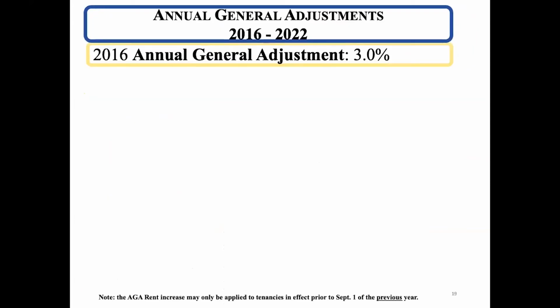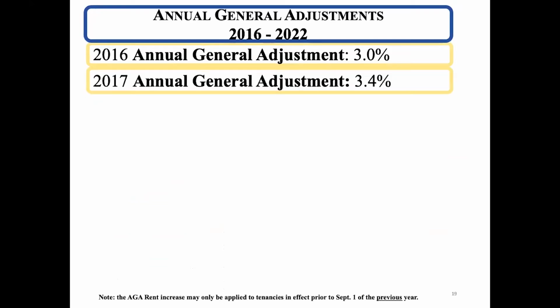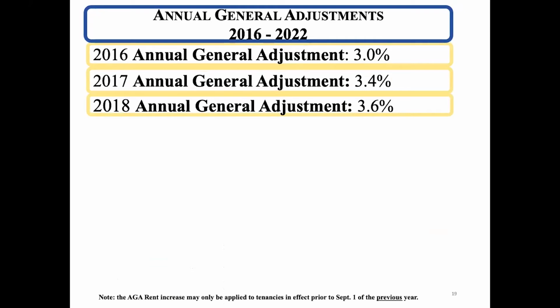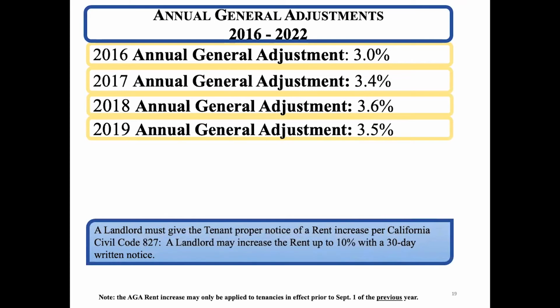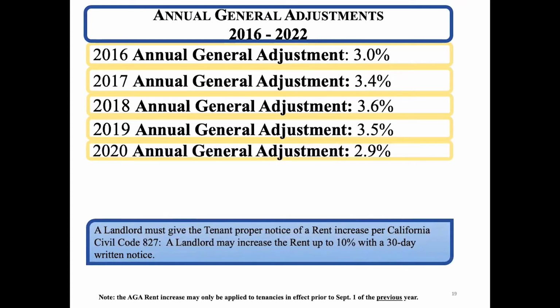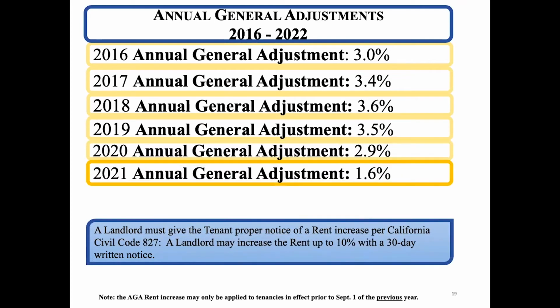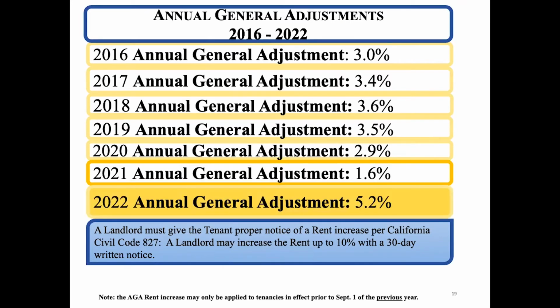So here's a list of all the annual general adjustments. 2016 is 3%, 2017 is 3.4%, 2018 it was 3.6%, 2019 is 3.5%, 2020 was 2.9%, 2021 was 1.6%, and then as of September 1st, the current AGA will be 5.2%.